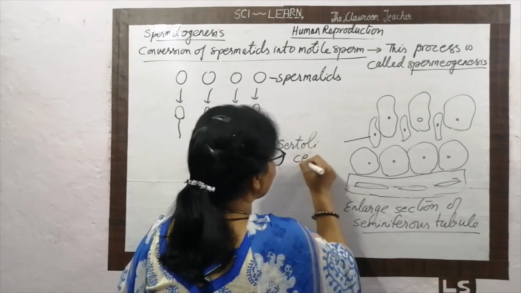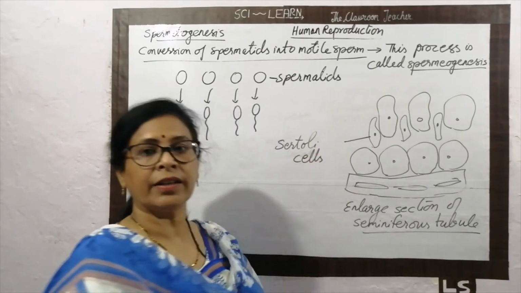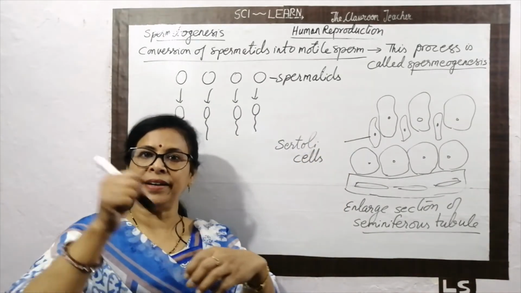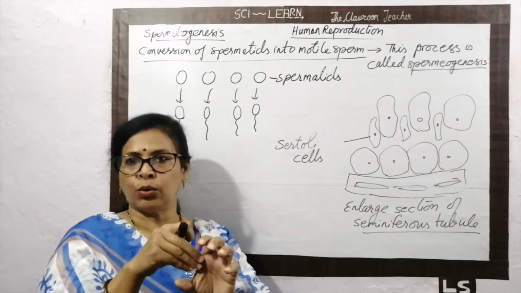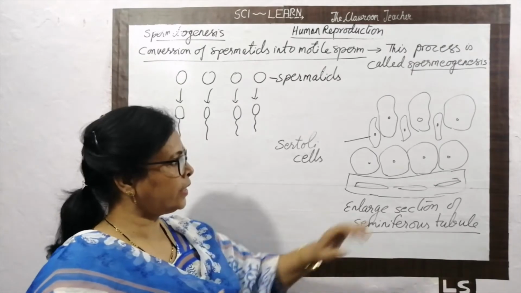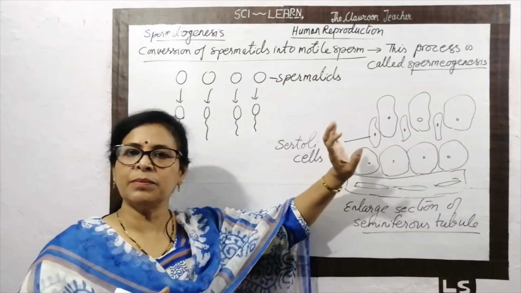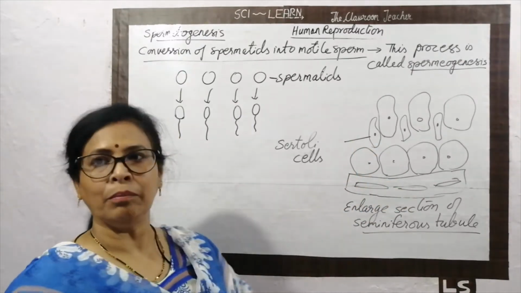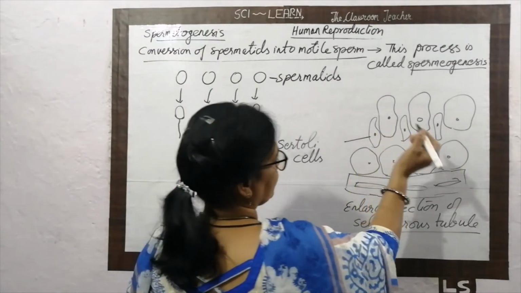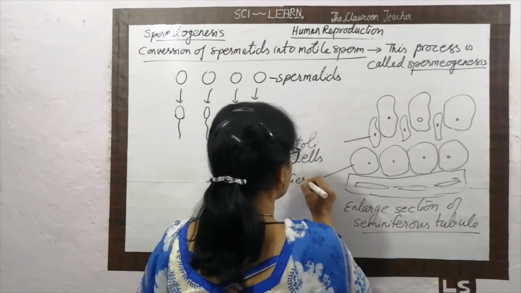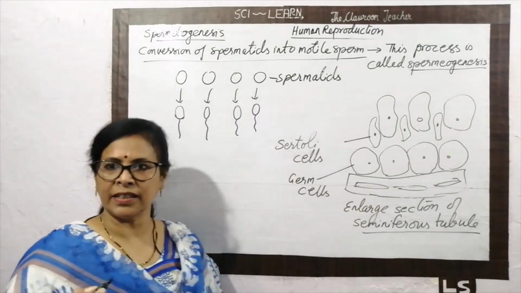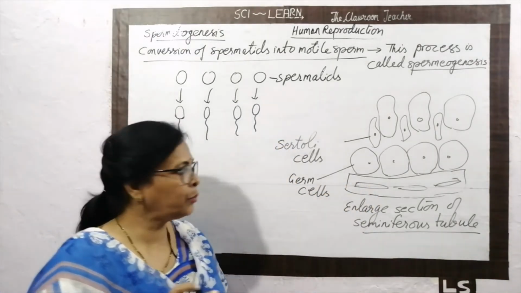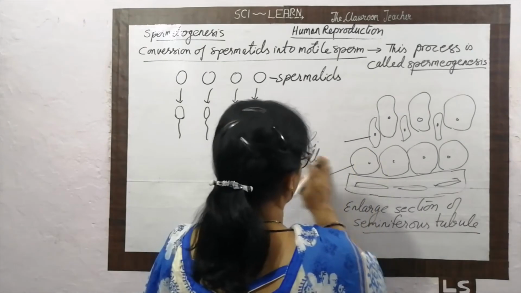Actually, Sertoli cells are the place where the sperm is embedded by its head. It is embedded inside the Sertoli cell only. What is here? This is the germ cell. In the germinal epithelium, the germ cell gets converted into a primary spermatocyte.